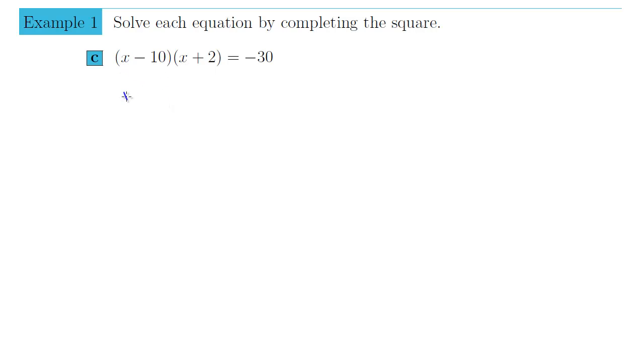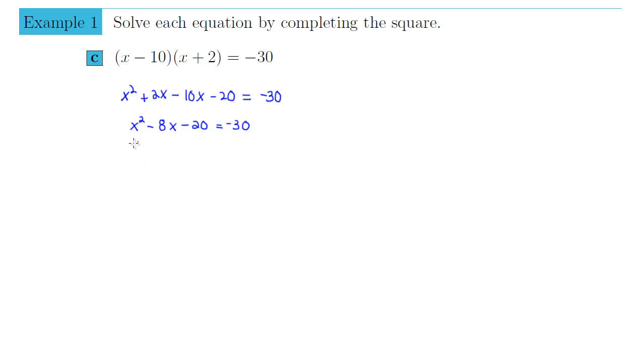x times x is x squared. x times 2 is plus 2x. Negative 10 times x is negative 10x. And negative 10 times 2 is negative 20. On the left side, we have x squared plus 2x minus 10x minus 20. On the right side, we have negative 30. Let's continue to simplify. Our left side then becomes x squared minus 8x minus 20 equals negative 30. This is looking much more like a quadratic equation, a degree 2.